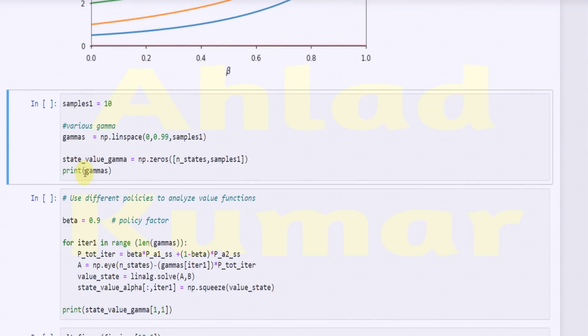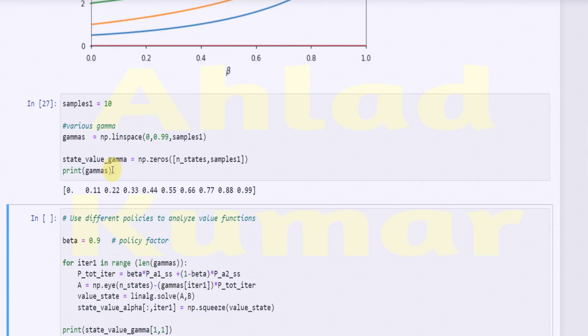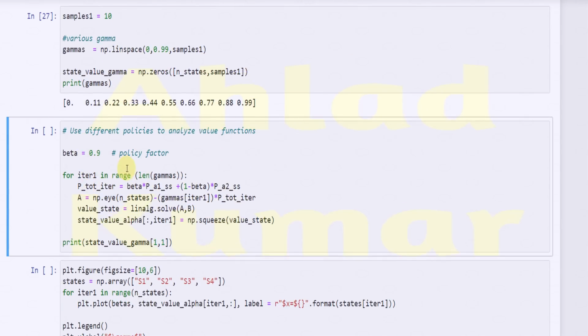So let me show you various values of gamma. These are the values of gamma which we are considering here. Now for these values of gamma, let us calculate the policies, and right now I am taking beta as 0.9. So I am not taking a 50-50% policy, I am taking a policy where 90% of the time action A1 is happening and 10% of the time action A2 is happening. In this case, we want to see how the state values are changing with the variation in gamma.